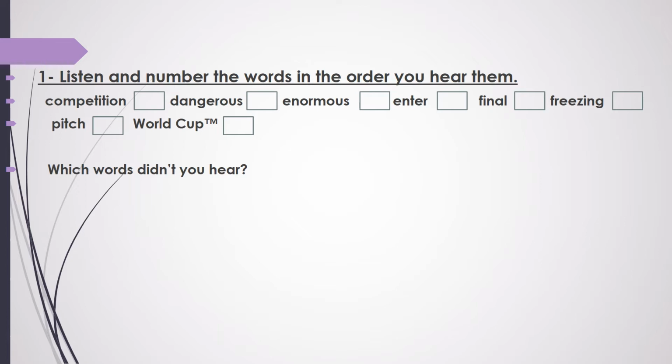Now let's see the answers. Number 1 is World Cup. Number 2 is final. Number 3 is competition. Number 4 is enormous. Number 5 is pitch. Number 6 is freezing. Now, which words didn't you hear? Dangerous and enter. Please check your answers.